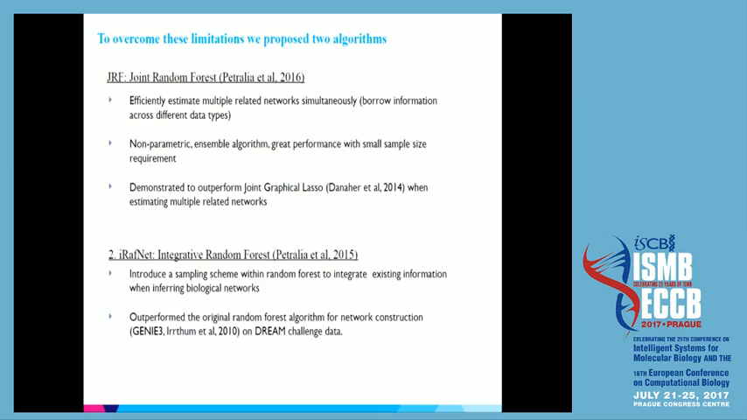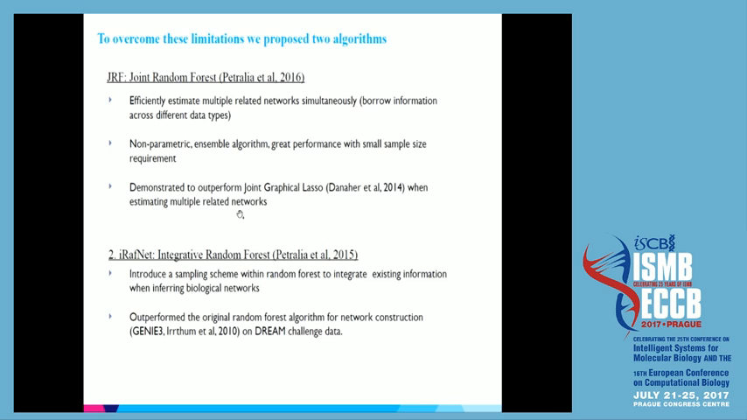So we previously developed two algorithms addressing these two problems. So the joint random forest that was published last year that can jointly estimate multiple networks from multiple related networks. And actually we demonstrated that this joint random forest can outperform the existing algorithm based on Gaussian graphical model.